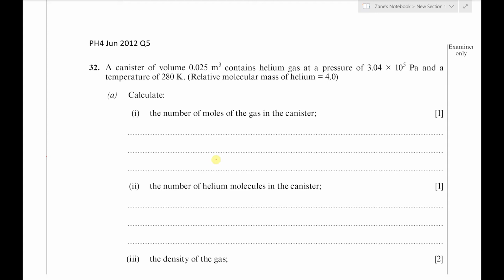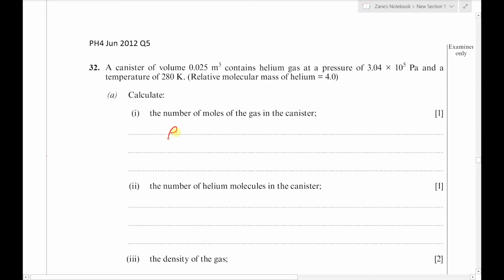This one is question 5 from June 2012's PH4 paper, and it's a kinetic theory question which nowadays is in Unit 3. We've got a canister of volume 0.025 meters cubed containing helium gas at a pressure of 3.04 times 10 to the 5 pascals and a temperature of 280 Kelvin, and the relative molecular mass of helium is 4. We've got to calculate the number of moles of gas in this canister.